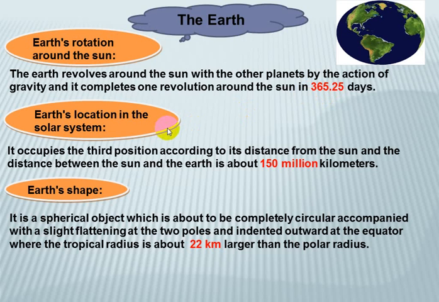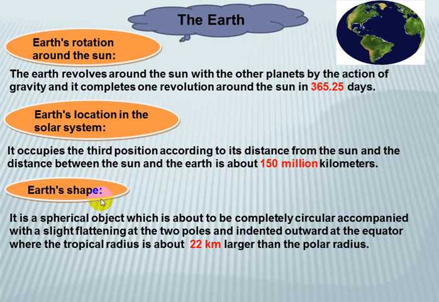Earth's location in the solar system. It occupies the third position. Do you remember the arrangement of the planets? Mercury, Venus, Earth. So the Earth occupies the third position according to its distance from the Sun. And the distance between the Sun and the Earth is about 150 million kilometers.